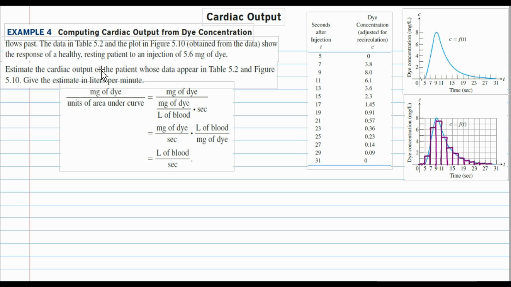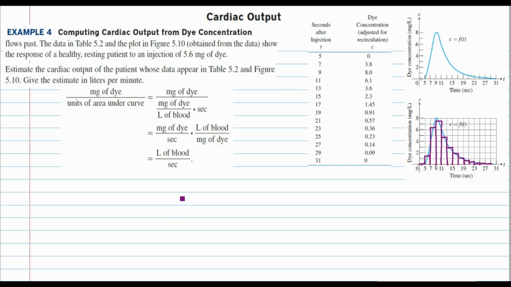We're going to estimate the cardiac output of the patient whose data appear in this table and give the estimate in liters per minute. So how to do that would be to take the total milligrams of dye, which is 5.6, and divide by the area under the curve. So we have to estimate the area under this curve of dye concentration in milligrams per liter. Your book comes up with a formula for this, and it says the units of the area under the curve are milligrams of dye over liters of blood times seconds.